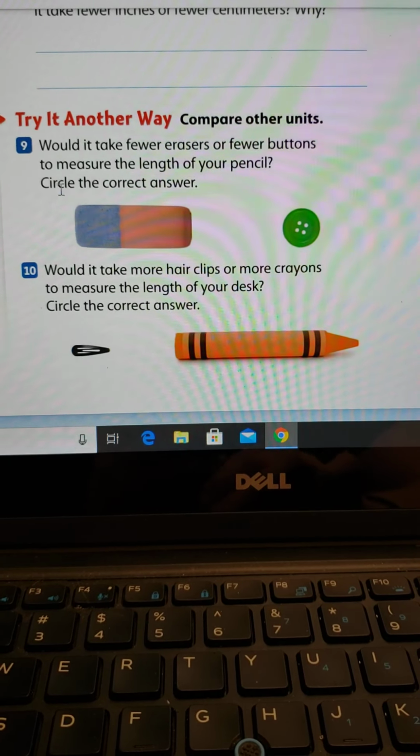Last one for today. Would it take more hair clips, this right here, or more crayons? Ooh, they switched it on us. Pay close attention. They changed it from less to more. So which one would I use more of to measure how long your desk is? Would it take me more of these tiny little things to see how long my whole entire desk is? Or would it take me more crayons to see how long my desk is? Give you a second to think.